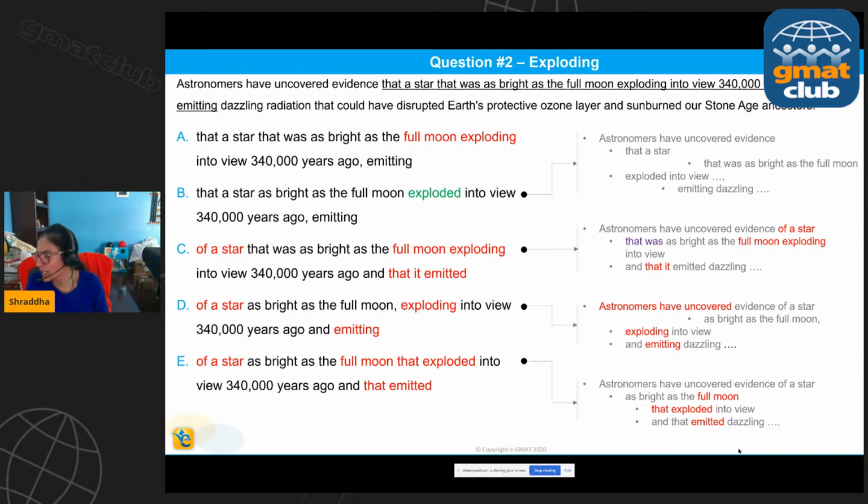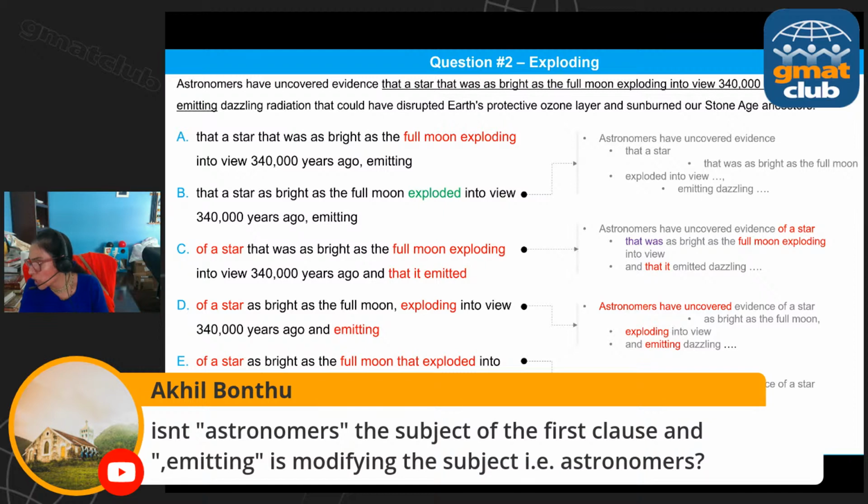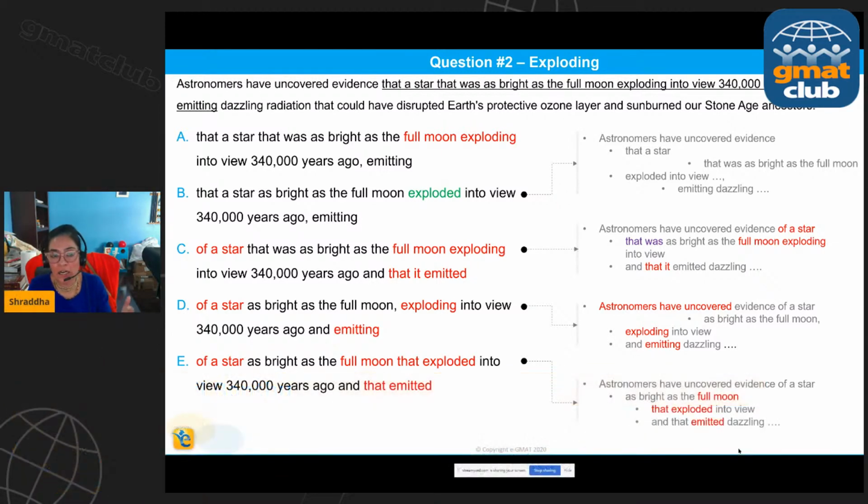I have a few questions on chat which I would like to take. Akhil, you say, isn't astronomers the subject of the first clause and emitting is modifying the? It's not modifying the subject. Akhil, I think I explained that to you. It is associating with astronomers, and definitely that is incorrect. And I explained, like in choice D, the way it is written, it seems to suggest that exploding is the result of have uncovered, and in the process of uncovering the evidence, astronomers exploded into view. That is definitely not right, definitely incorrect. So we've already spoken about that.